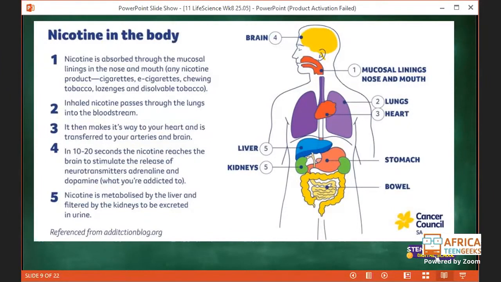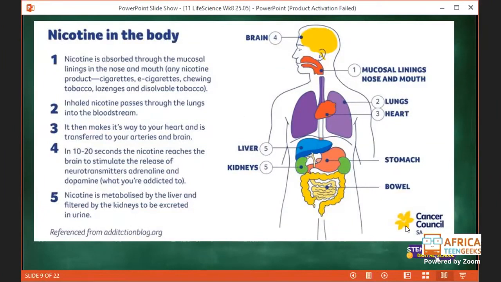Then number four is your brain. In 10 to 20 seconds, the nicotine reaches the brain to stimulate the release of neurotransmitters, adrenaline, and dopamine. That is where we derive the pleasure from, and that is also what we are addicted to, this pleasure of the release of adrenaline and dopamine. Then number five is your liver and your kidneys. Nicotine is metabolized by the liver and filtered by the kidneys to be excreted in urine.